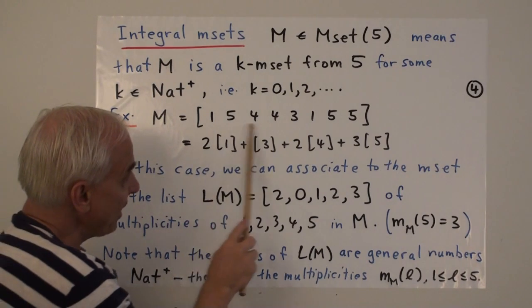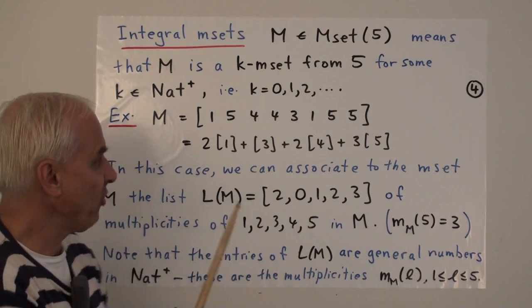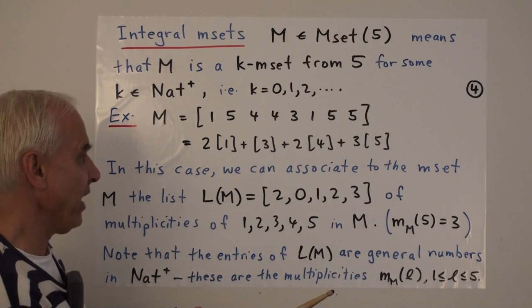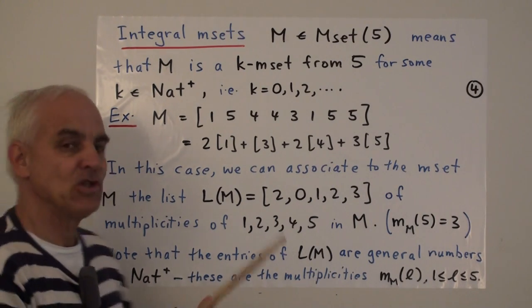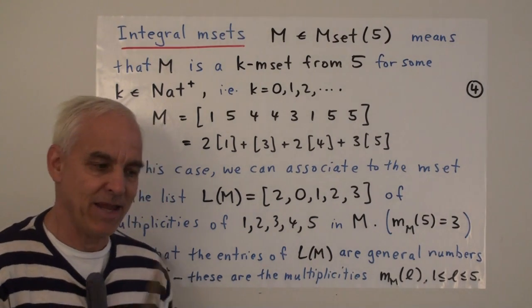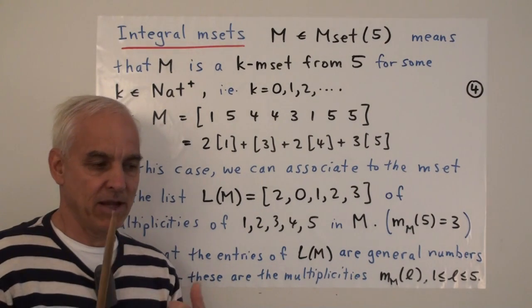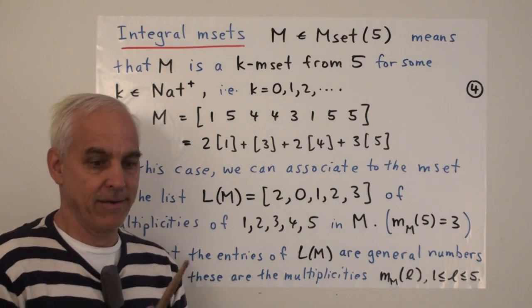And we've seen that this kind of M-set can also be written in an alternative way using our algebraic properties of M-sets. The fact that we can add M-sets, that we can multiply an M-set by a constant.